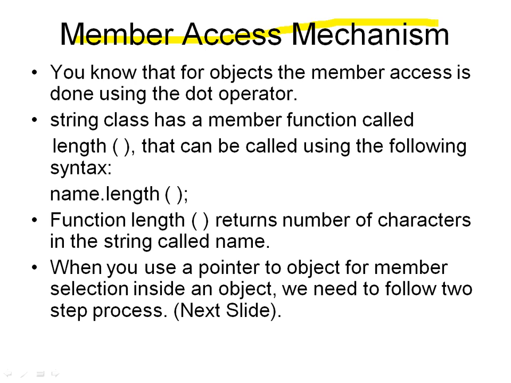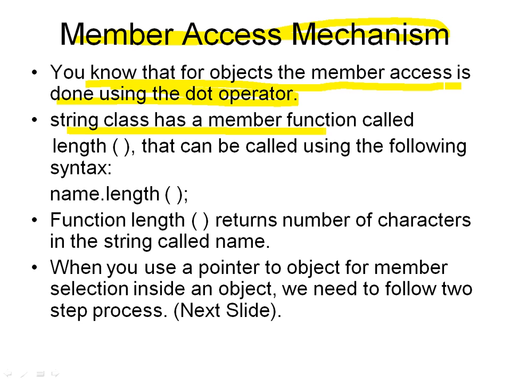Member access mechanism. Now you know that for objects the member access is done using the dot operator. If we have a struct, we can create an instance of a struct, and if we put a dot operator after the instance, we can access the members. That's how for objects member access is done.